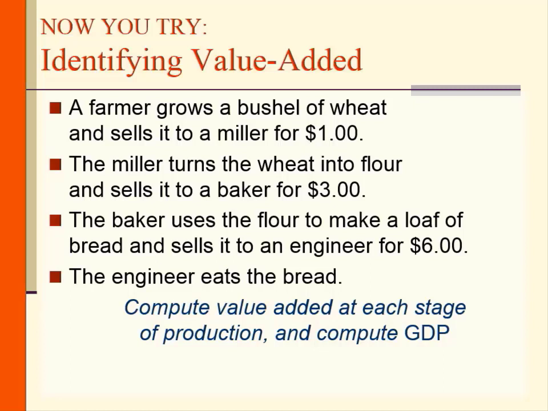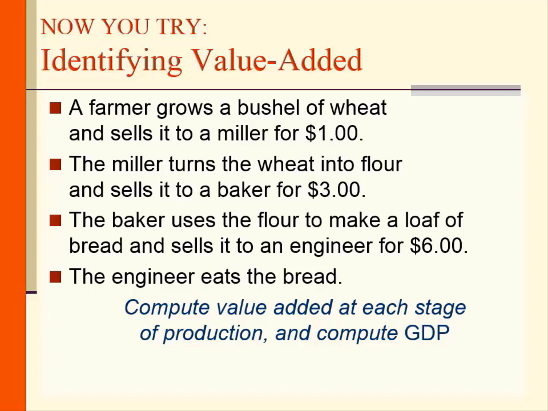So at the first stage, the farmer's value added should be equal to $1. That is the price of the wheat the farmer sells. So the value added for farmers is $1. And at the second stage, the miller turns the wheat into flour and sells it to a baker for $3. So here the value of output, that is the value of flour, is $3. And the value of the intermediate good, that is the wheat, is $1. So the miller's value added should equal $3 minus $1, which is equal to $2.